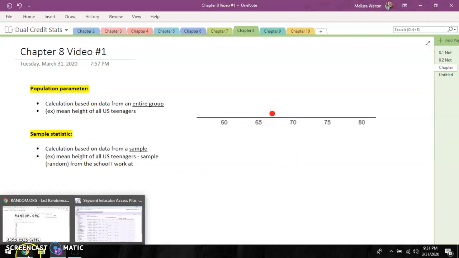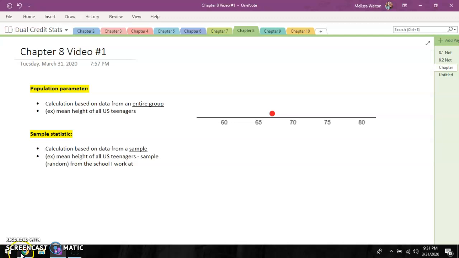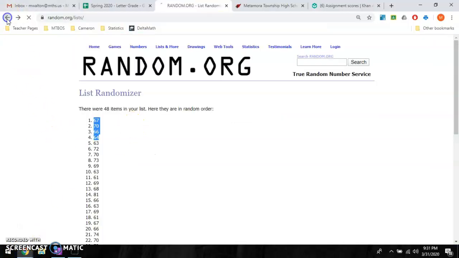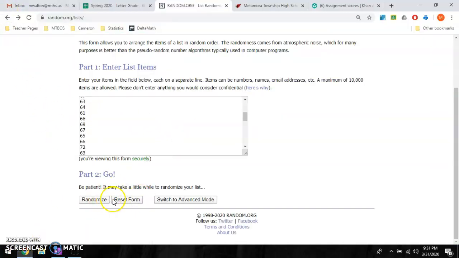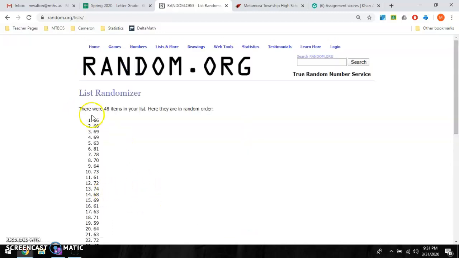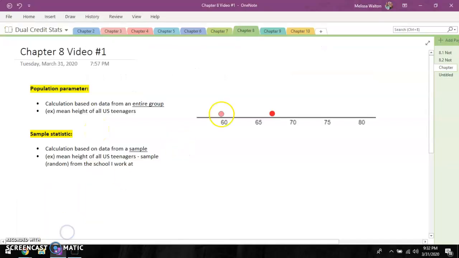Now, that is just my one sample. Let's say that I were to do it again. I'm going to go back and choose another 4 students. Randomize. My 4 students are 66, 66, 69, and 69. Very consistent there. If I were to average those out, don't overthink this, the mean is going to be perfectly in the center. That is 67.5. I'm going to round that up to right around 68. So that one is at 68.